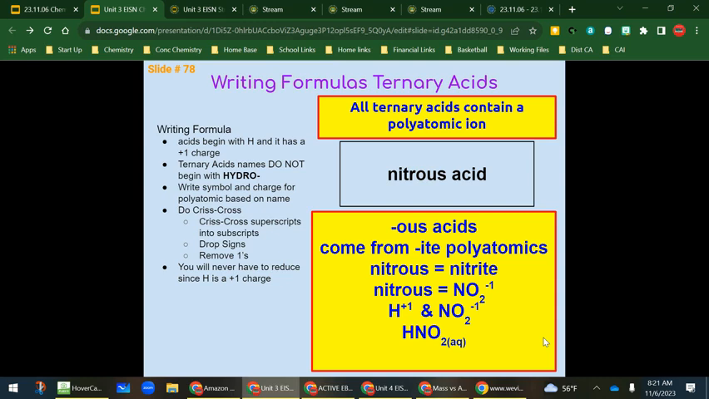Please remember, we're still doing the crisscross method. But really, the only charge you have to worry about is the one on the polyatomic. That charge will become the subscript by hydrogen.